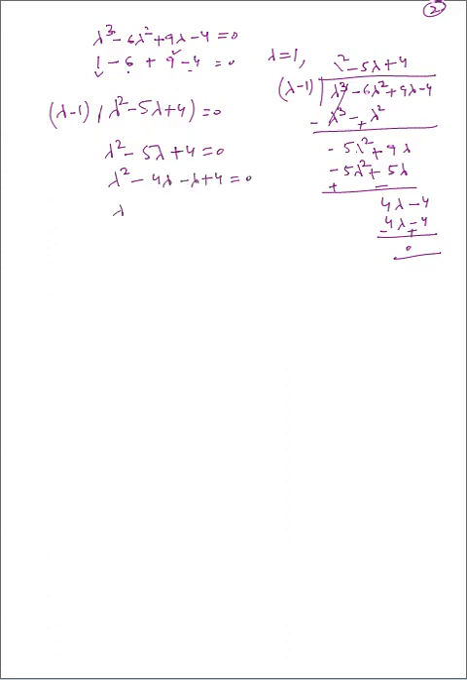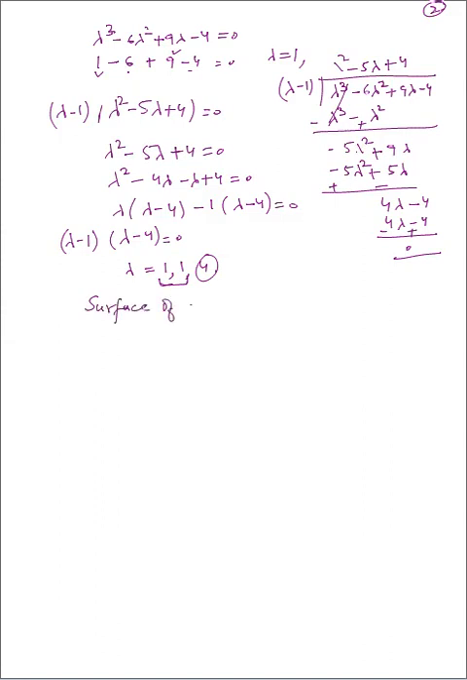So another root comes lambda minus 1 and lambda minus 4. So lambda is equal to 1, 1 and 4. These two are equal. This is a different value of lambda. So two roots are equal, therefore surface is a surface of revolution. This is surface of revolution.